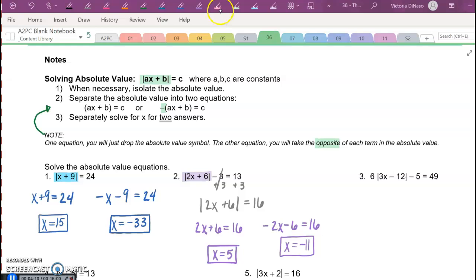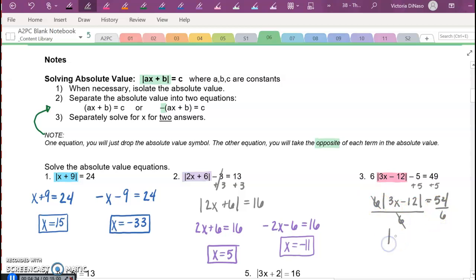All right, finally, this third example. We have a lot going on in this one. You have to get the absolute value all by itself. So the first thing that you would do is add 5 to each side. So you have 6 times the absolute value of 3x minus 12 equals 54. Then you'd have to divide the whole thing by 6.